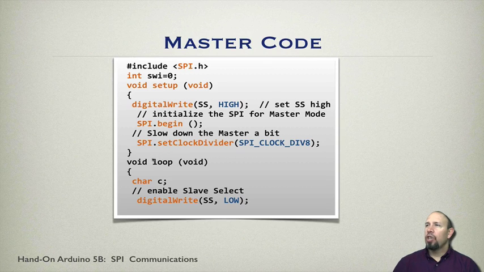In the loop routine, we have a number of things. We're going to be working with character strings. So the hello world is made of characters, and we're going to define C as a character. That is the character that gets set. We're going to be sending one character at a time, and that is the character that gets sent, so we need that as a variable. Then we enable slave select. Now we're going to start the communication, so the first thing we do is pull that slave select line low.